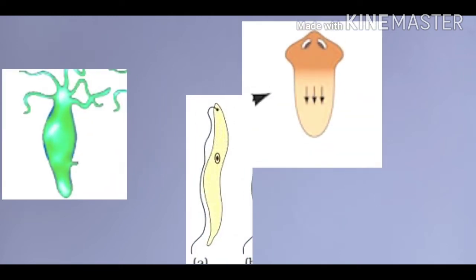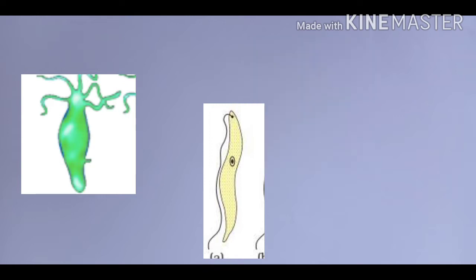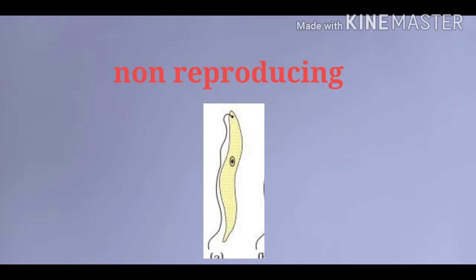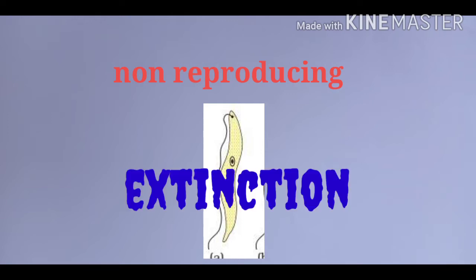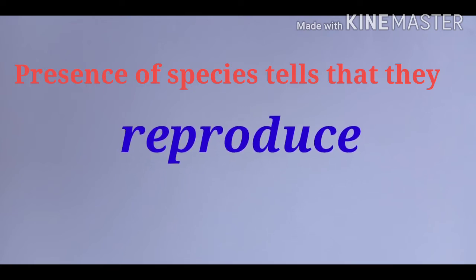It is also obvious that we observe a particular species because they reproduce. Let's think that if there was a particular organism which was non-reproducing, it would be doubtful about its existence, right? So if a group of species is present, that means they reproduce. That is why they exist on this earth.